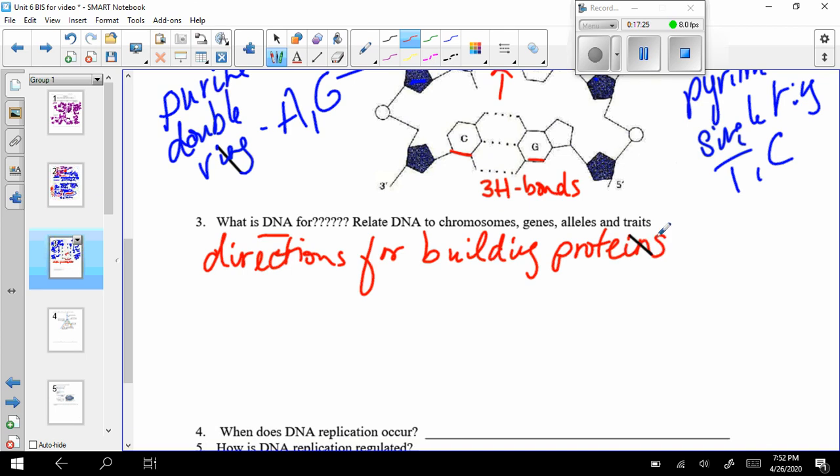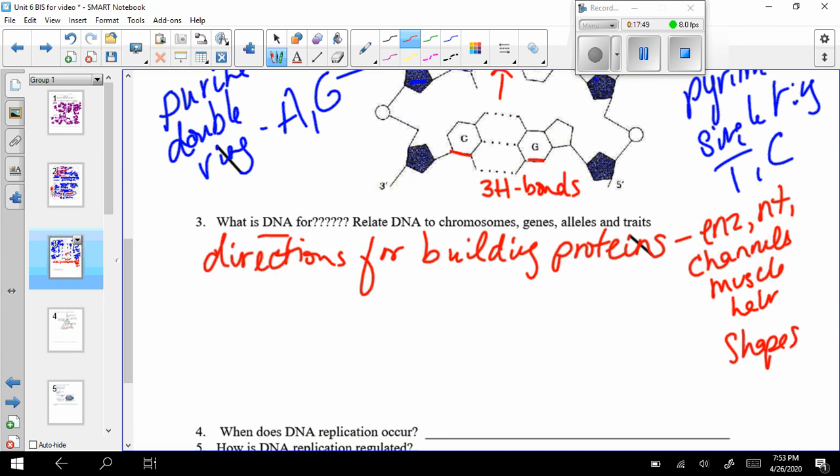Proteins make up so much of your body. Proteins make up enzymes, neurotransmitters, channels, muscle, hair. There are so many molecules. They make up receptors. So things that have very unique shapes are almost always the proteins in our body. And so those are built according to the DNA code.